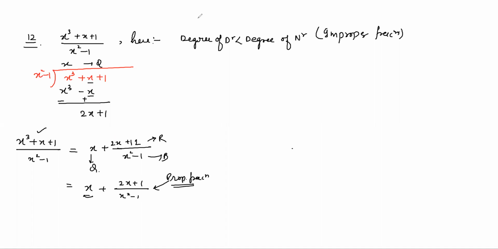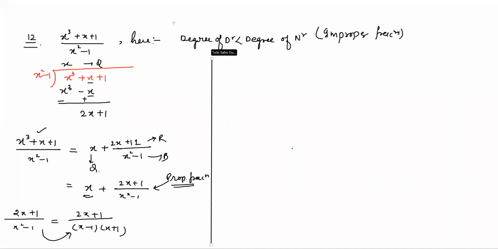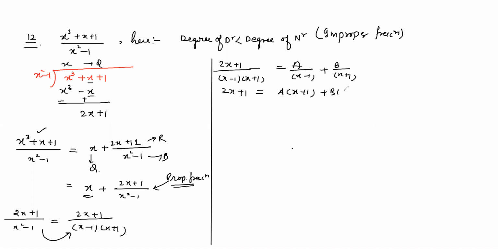है ना? Now I need to solve this 2x plus 1 upon x square minus 1 by using the partial fraction. Right? I can write it like this. Just use that. Now this will become very easy for you. So it is 2x plus 1 upon x minus 1, x plus 1, and this will be a upon x minus 1, b upon x plus 1. I'll repeat the same process what I have done for my question number 1.